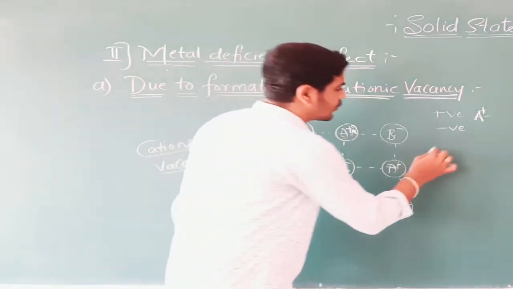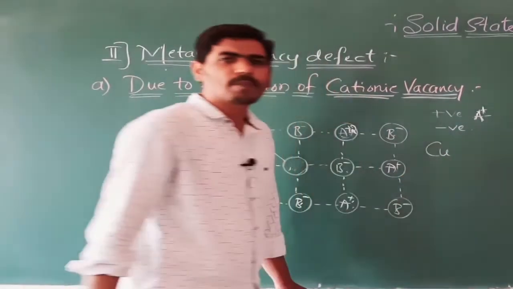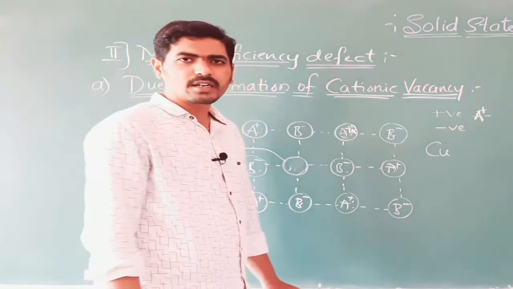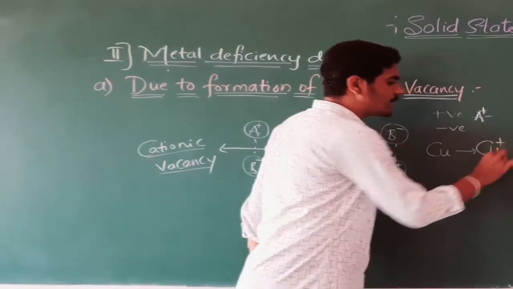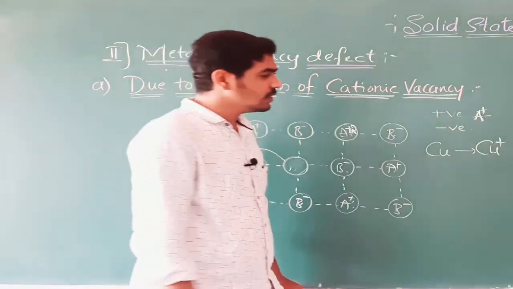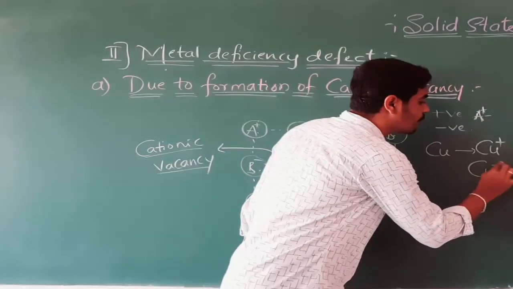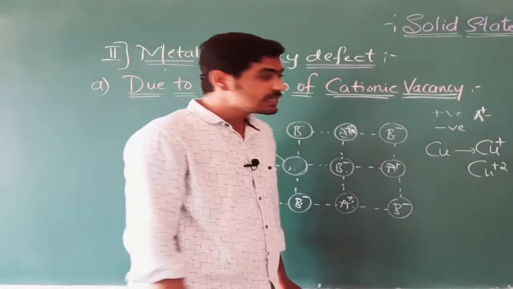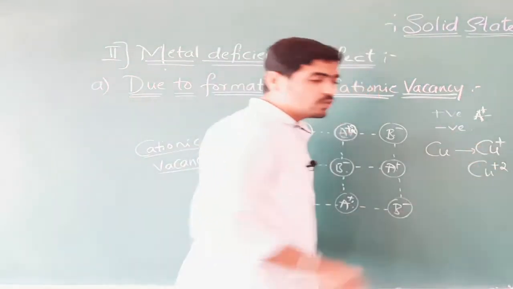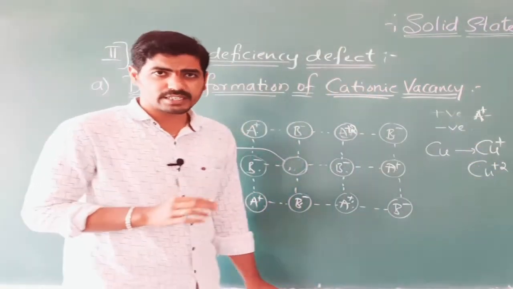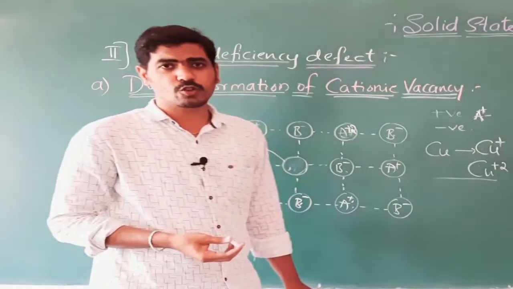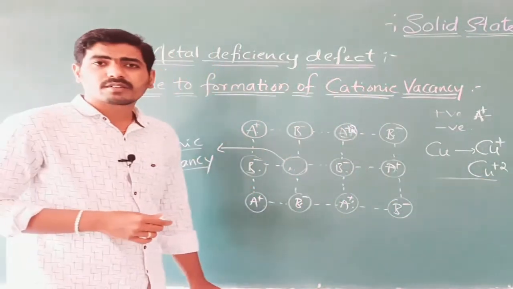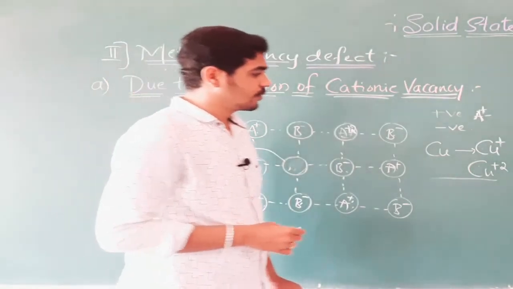ಫಾರ್ ಎಕ್ಸಾಂಪಲ್, ಇಫ್ ಐ ಕನ್ಸಿಡರ್ Cu, ಕಾಪರ್ ತಗೊಂಡ್ರಿ ಅಂತ ಹೇಳಿದ್ರೆ ಏನಿರುತ್ತೆ ಇದ್ರದ್ದು ಆಕ್ಸಿಡೇಷನ್ ಸ್ಟೇಟ್? One is Cu+, ಇನ್ನೊಂದು ಏನಿರುತ್ತೆ ರೀ Cu+2. ಮೀನ್ಸ್ ಇಟ್ ಶೋಸ್ 2 different oxidation states and hence we can say this crystal may show the metal deficiency defect.